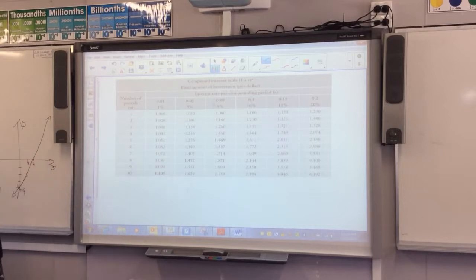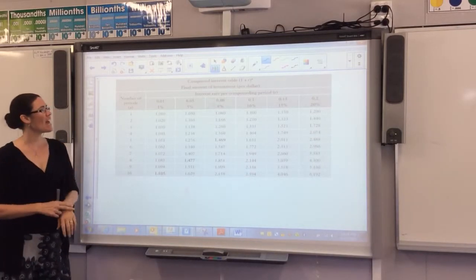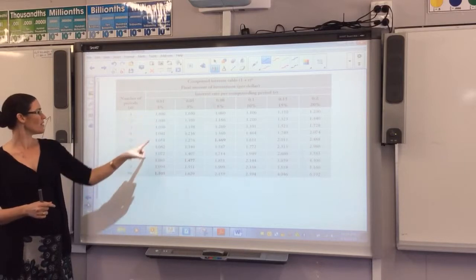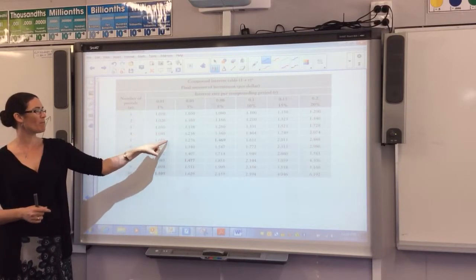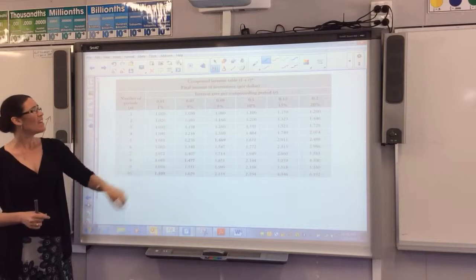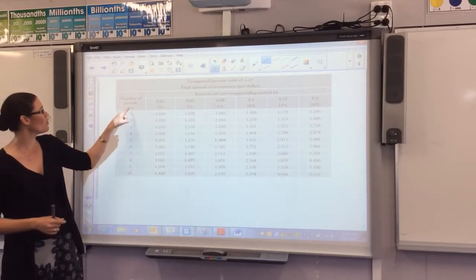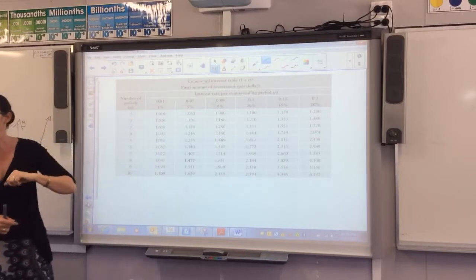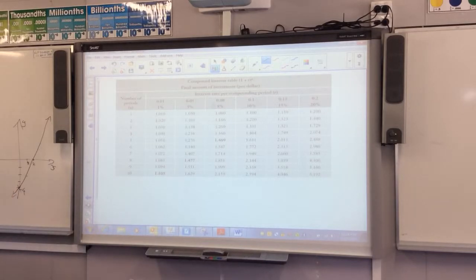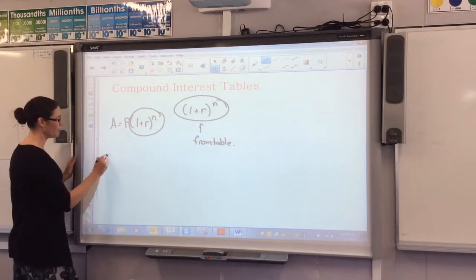An example of a table is shown in your book. This one's on page 494 of your book. In this table, I can see all the examples of what that (1 plus r) to the power of n is replaced by. For example, if I had 1% per period for 5 periods, that would be 1.051. It's really important that you make sure your n and your percentage are per period, not per year. Okay? So let's look at an example.